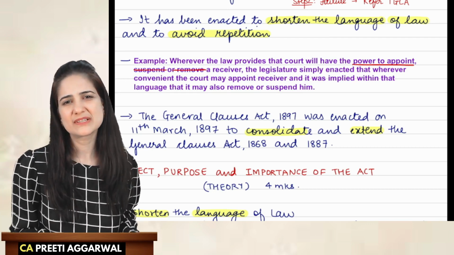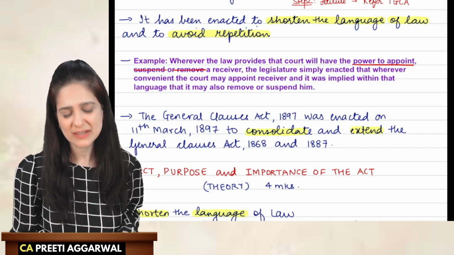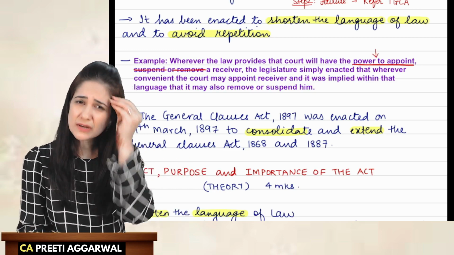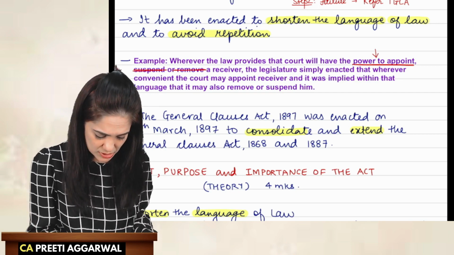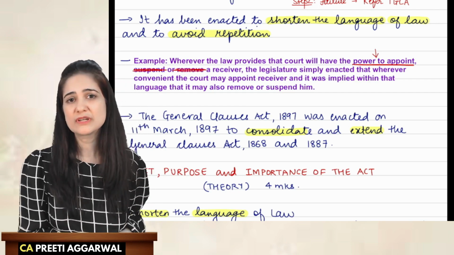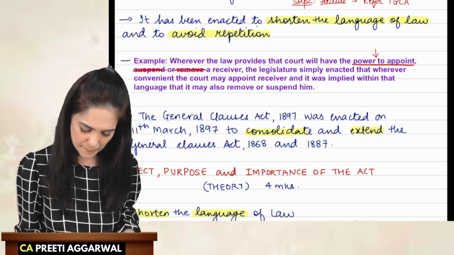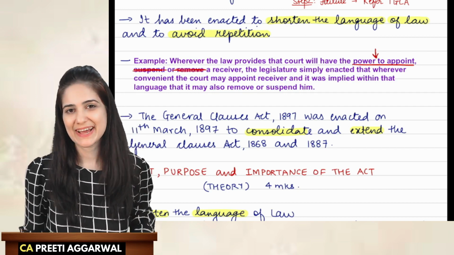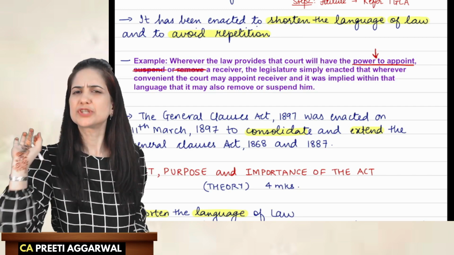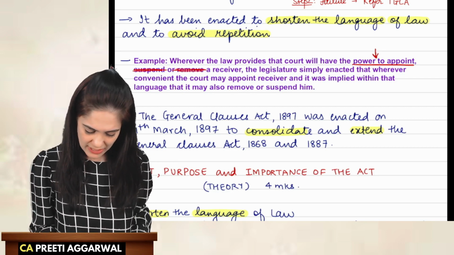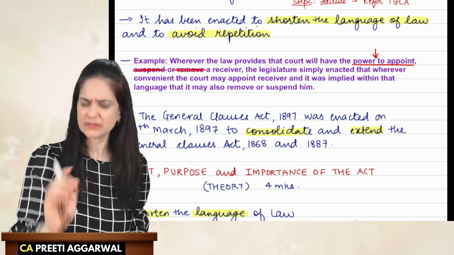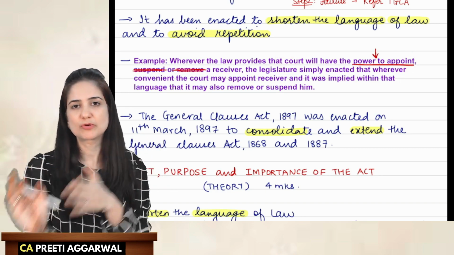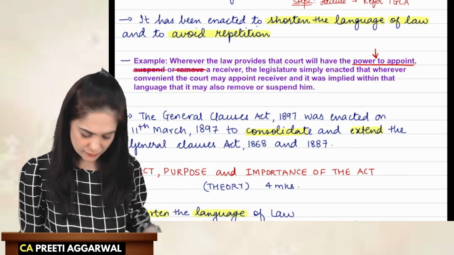Why write and waste our time? Why make the act bulky? Remove it. If you have the power to appoint, then it is understood you also have the power to suspend or remove the receiver. It's understood, no? So in this case, how are we shortening the language of law? Just mention that the court will have the power. Okay, just write the court will have the power to appoint. We will assume that if you have the power to appoint, you also have the power to suspend or remove.